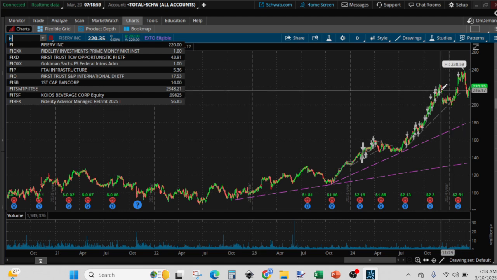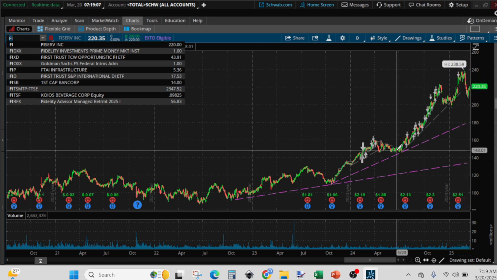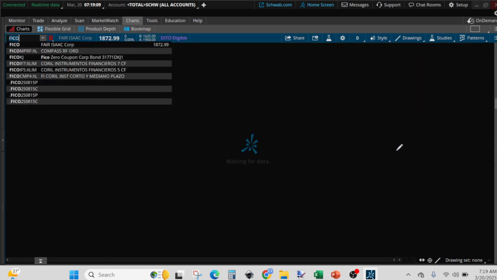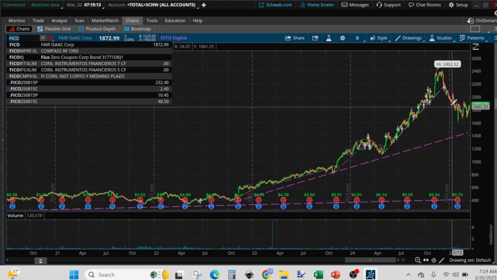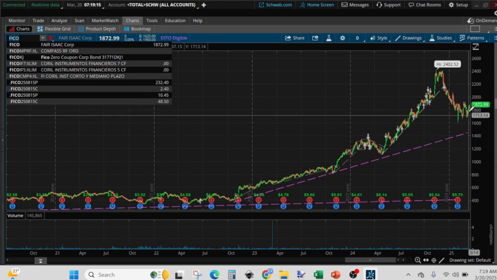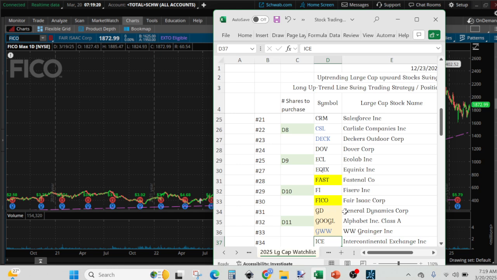We purchased it there, it pulled back on us and we waited until it reached a new high here, and we sold it. Pull back a little bit, reach a new high, pull back and start going up. So the next one is FICO. FICO, we purchased it then and it pulled back on us. So it didn't really reach this area and it's going up there. So those are the three here.